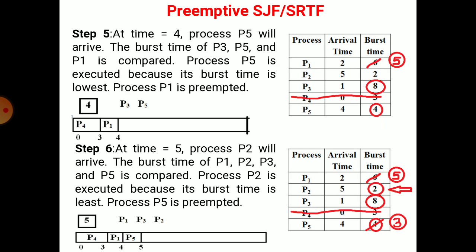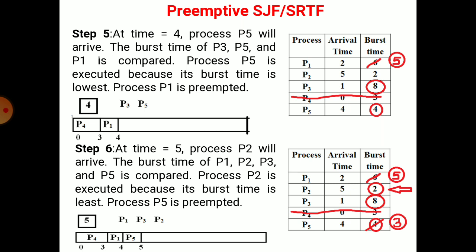At timestamp 4, the process P5 arrives. Now P1 has completed 1 millisecond of its task and still requires 5 milliseconds. The burst times of P3, P5 and P1 are compared. Process P5 is executed because its burst time is the lowest, and it preempts the execution of process P1.